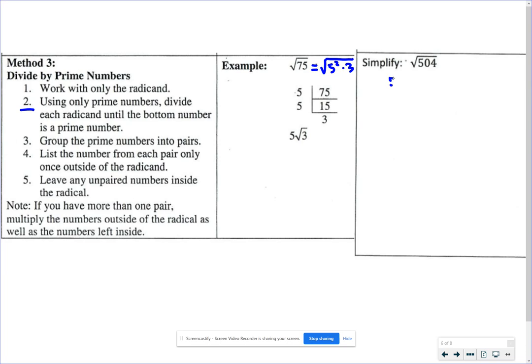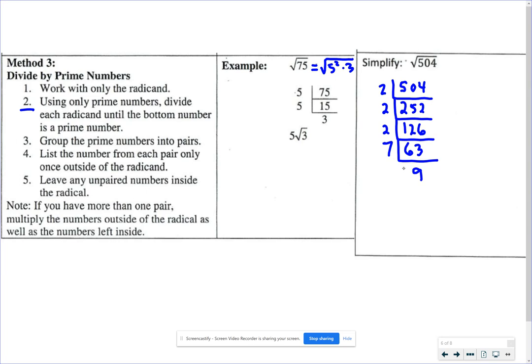Okay, let's do the 504. Square root of 504. So I'm going to start with that and recognize that it's even, so it's divisible by 2. 504 divided by 2. Grab our calculator, it's 252. 252 is still even, so we can get another 2. 252 divided by 2 is 126. Still divisible by 2, so I'm going to take another one. 126 divided by 2 is 63. 63 is not even. It's not divisible by 2, but it is divisible by 7, or by 3 if you want to go to 3. But hopefully we recognize 63 is 7 times 9, so we can go there.